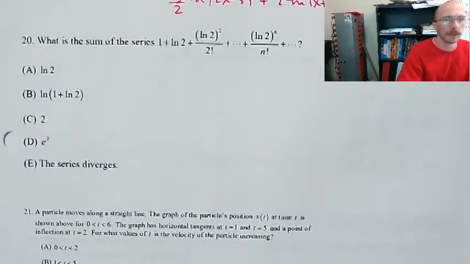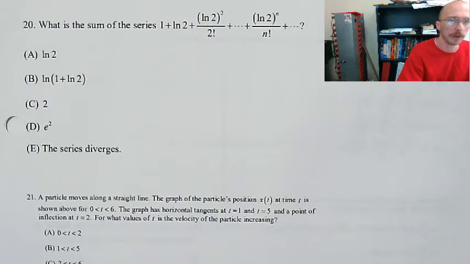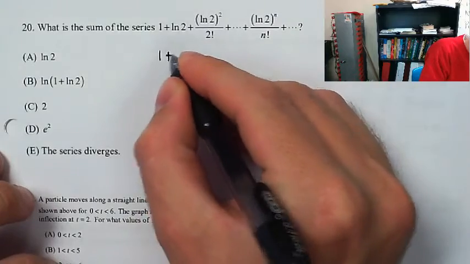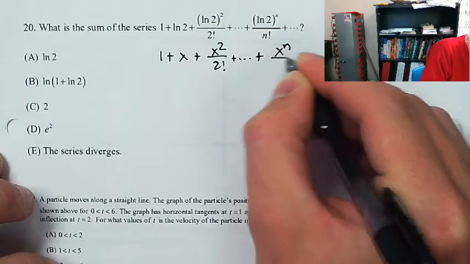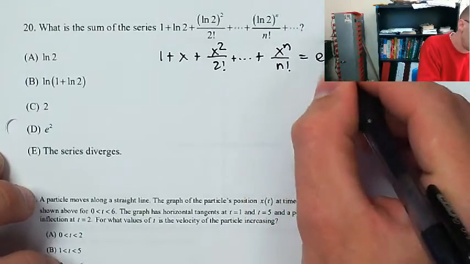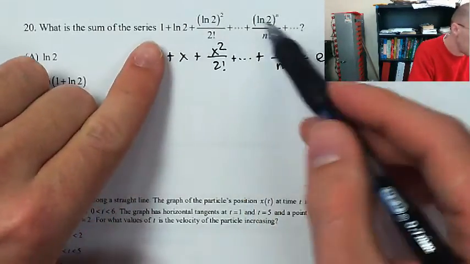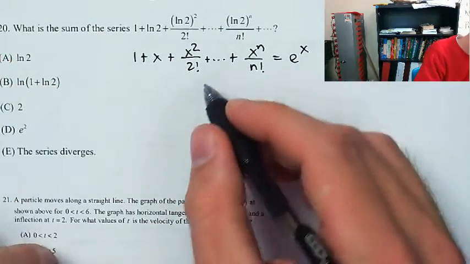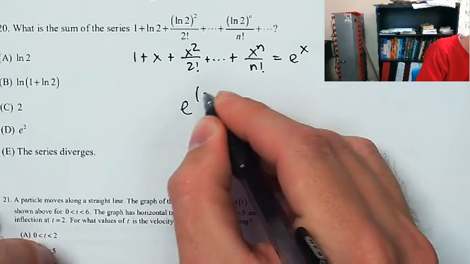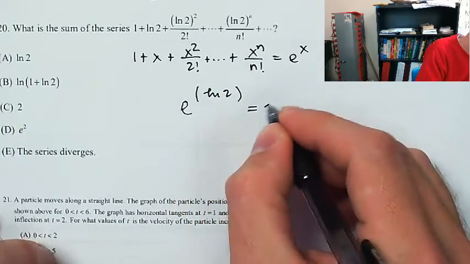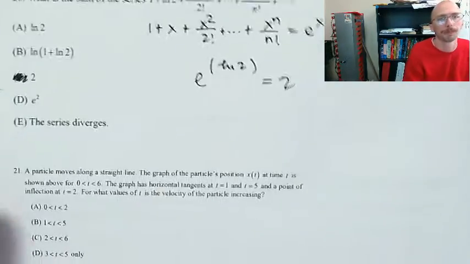All right. What is the sum of the series 1 plus log 2 plus log 2 squared over 2 factorial, up to log 2 to the n over n factorial? Okay, so this is going back to our known Maclaurin series. We know if we see 1 plus x plus x squared over 2 factorial up to x to the n over n factorial, that's equal to e to the x. So it looks like this is equal to e to the x with log 2 plugged in. Okay, so I'm thinking, oh yeah, it's e to the log 2, and that's going to be equal to 2, and I'm going to choose this and move on.